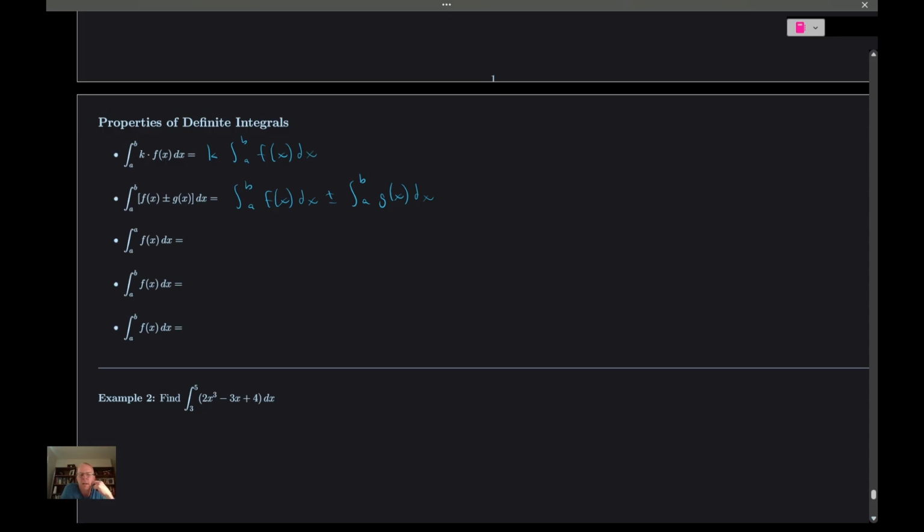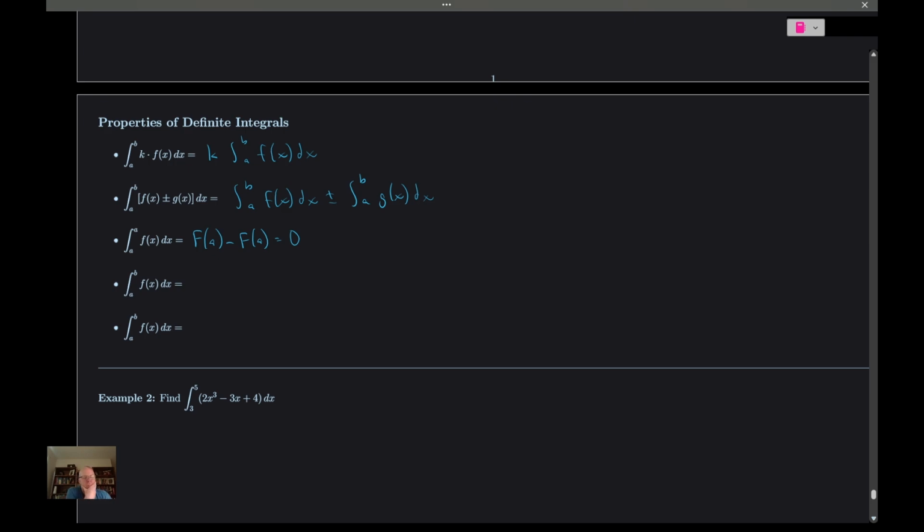Now this next one, let's talk about this one. So we have the integral from a to a. If we evaluate this, let's say capital F is the antiderivative, then we'd evaluate this at a, and then we'd have capital F of a minus capital F of a, which is, of course, 0. So if the limits of integration are the same, it doesn't really matter what the antiderivative is, the evaluation of this expression is going to be 0.